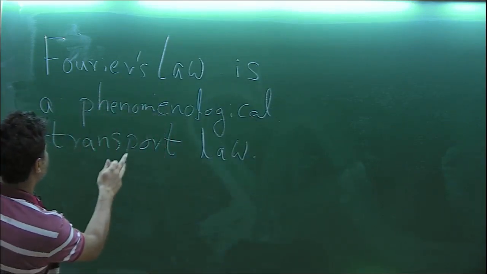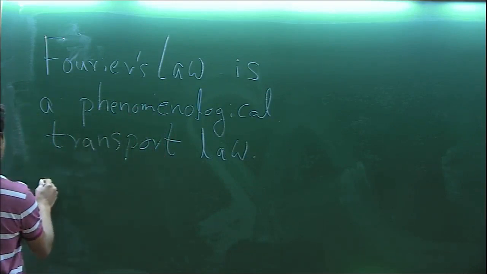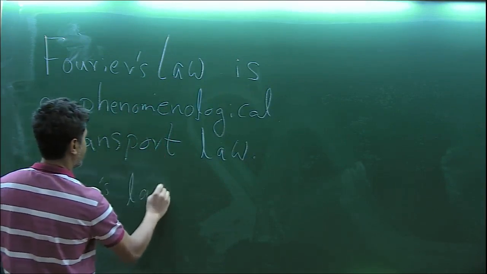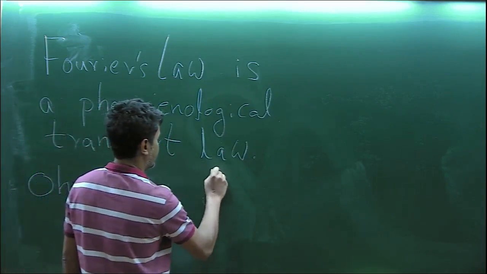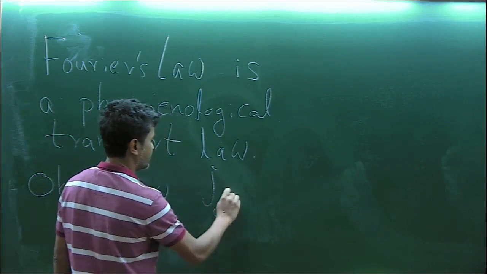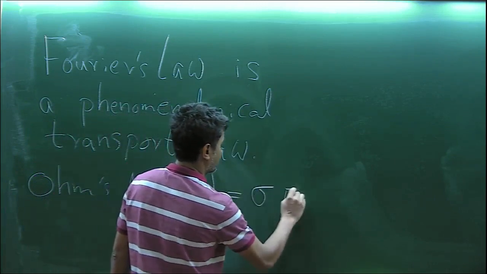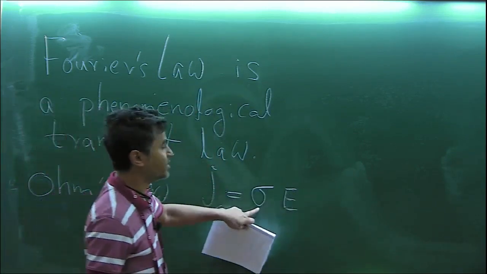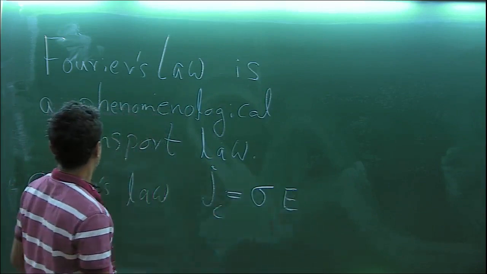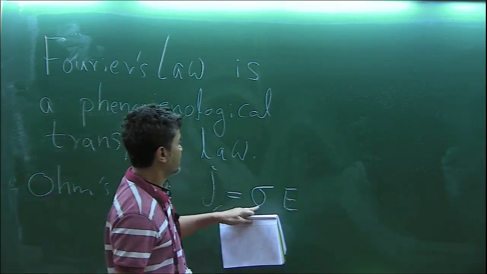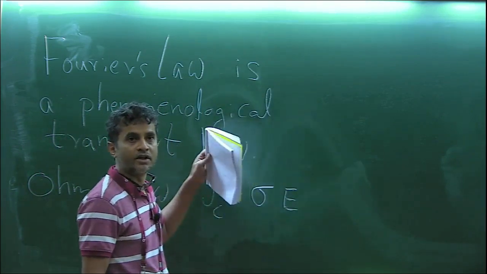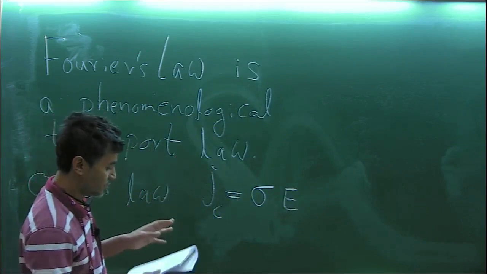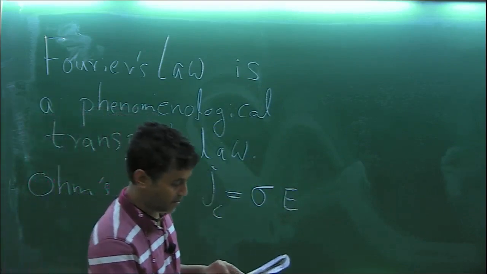Okay, and I should just say that it's similar to other laws, for example Ohm's law. That's a very similar law, right? So there you have maybe charge current is equal to sigma E. So instead of a temperature gradient, you have an electric field and you have an electrical conductivity. And so these things like electrical conductivity, heat conductivity, these are called transport coefficients. So these are all transport properties.